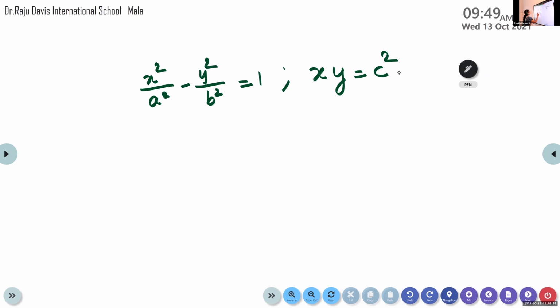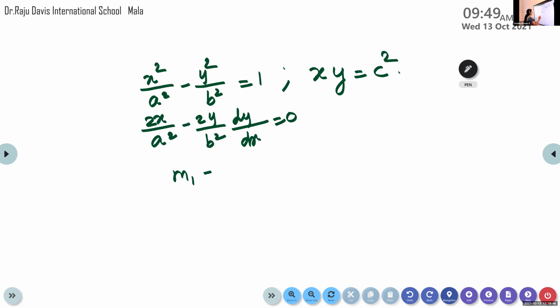So what will you get here, children? 2x by a square minus 2y by b square into dy by dx equal to 0. So from here, what is M1? What is the slope of the first curve?